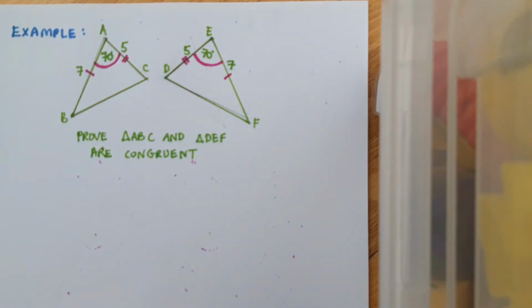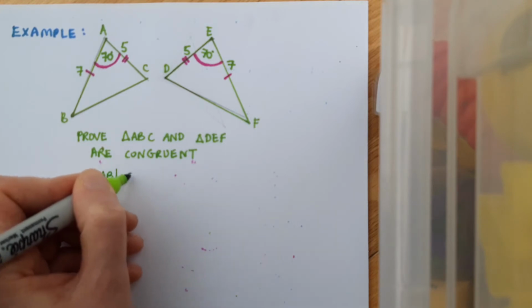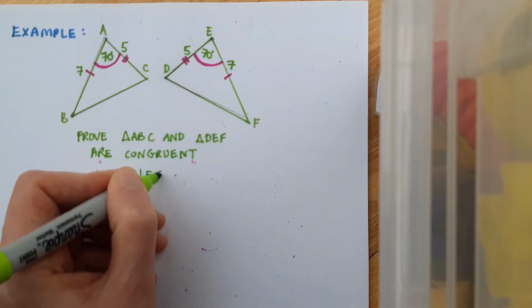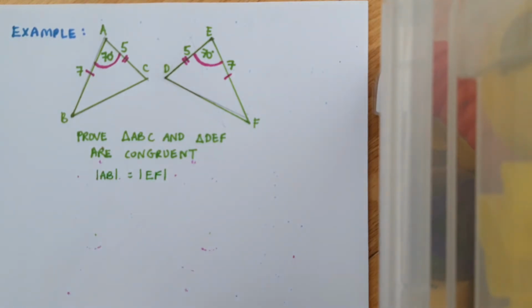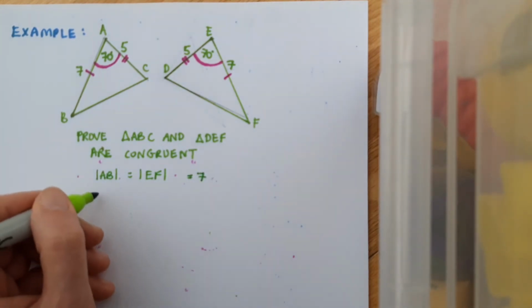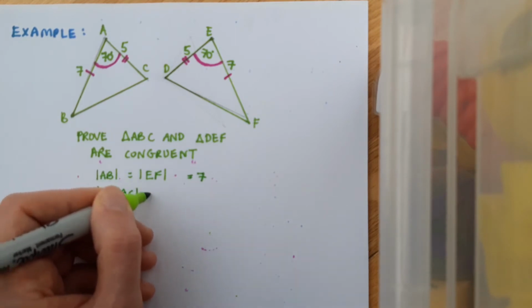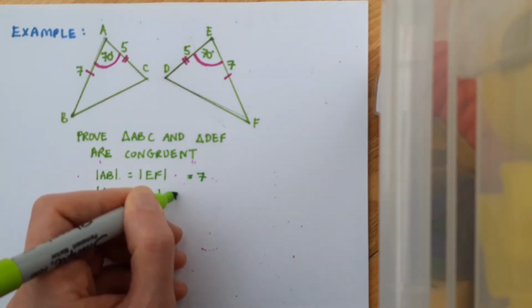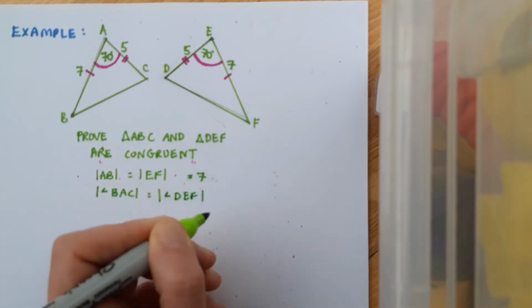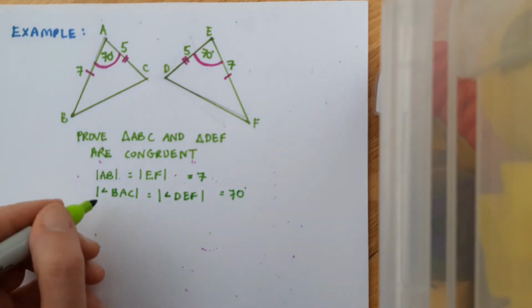So now I just need to make my series of statements to make it clear why the 2 triangles are congruent. So I'm going to first of all say, well, AB equals EF. Don't forget, I need to give a reason. I can say equals 7. I can also say that the angle BAC equals the angle DEF. Again, I can give a reason, it's 70 degrees.